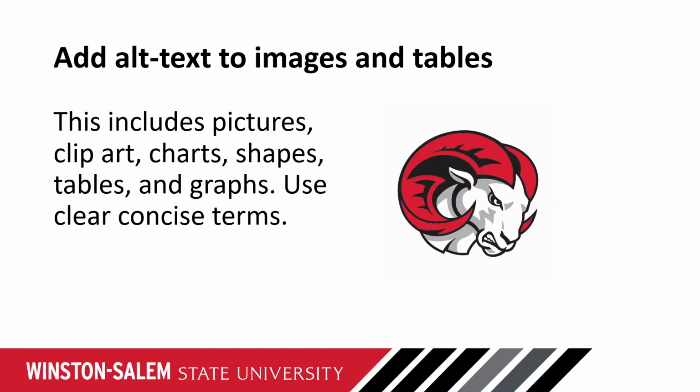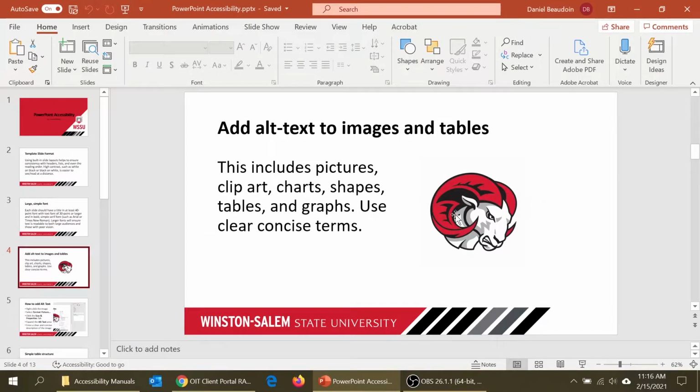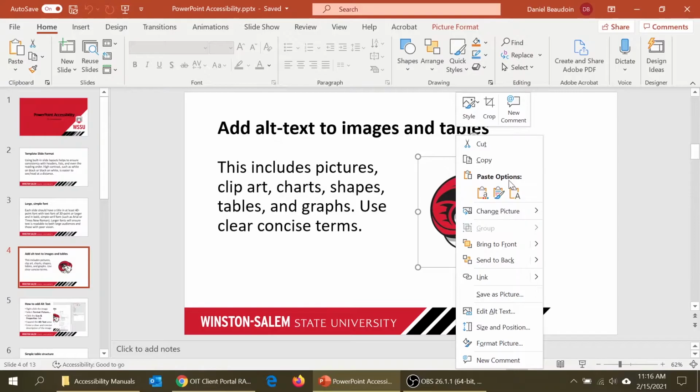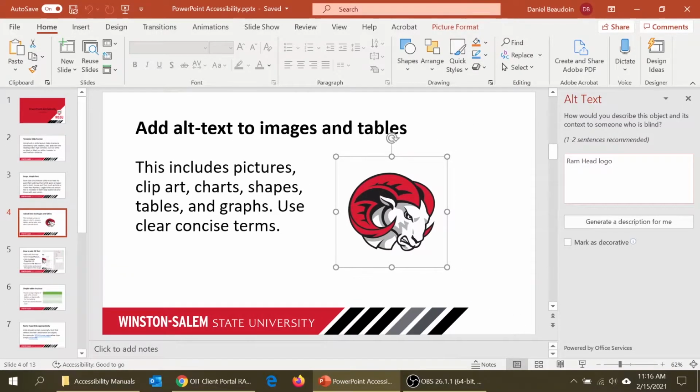Let me show you how to add alt text to your images. Right-click on an image, and among the available options is Edit Alt Text. Click there and place clear, concise text in the alt text field.